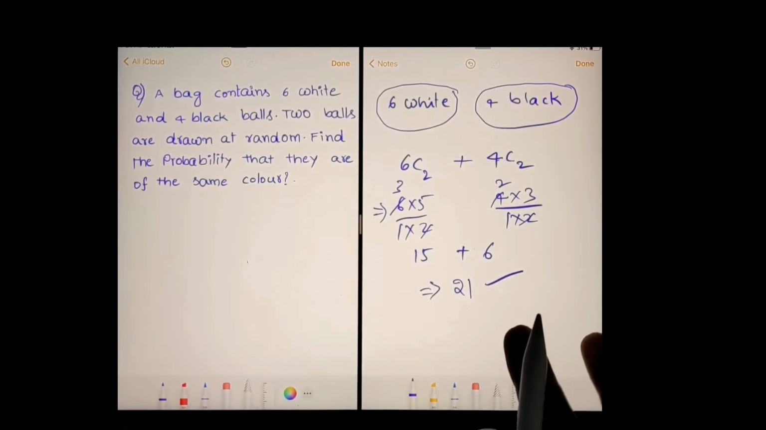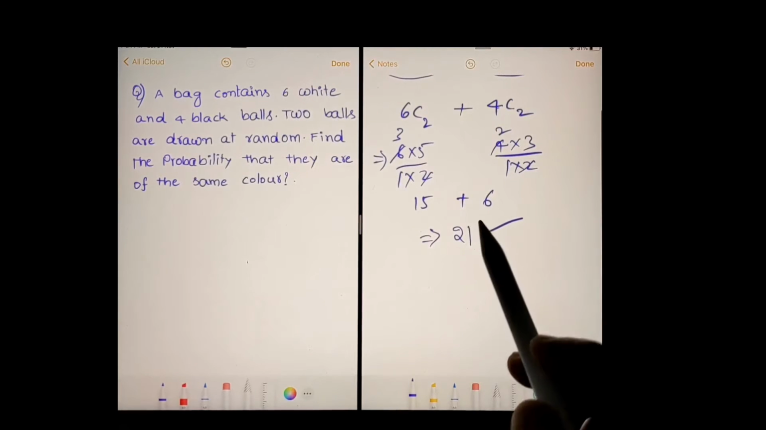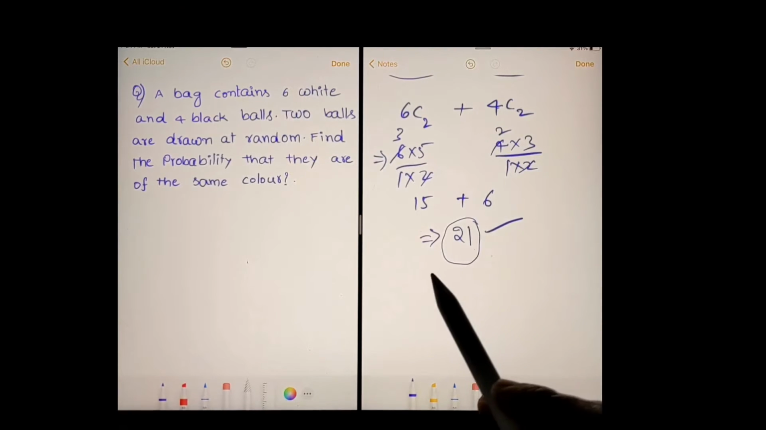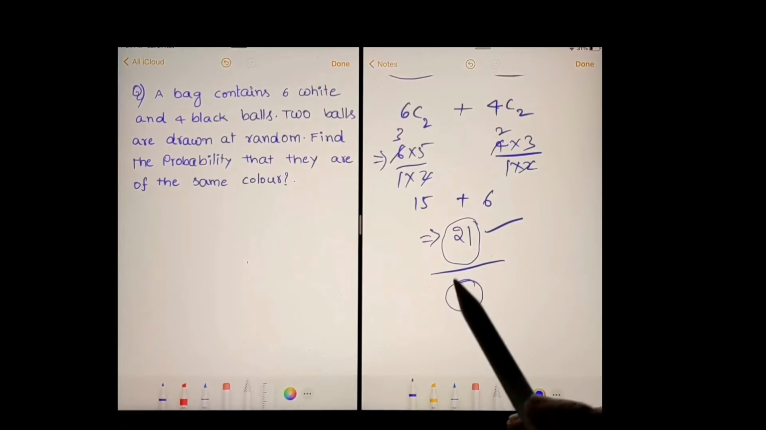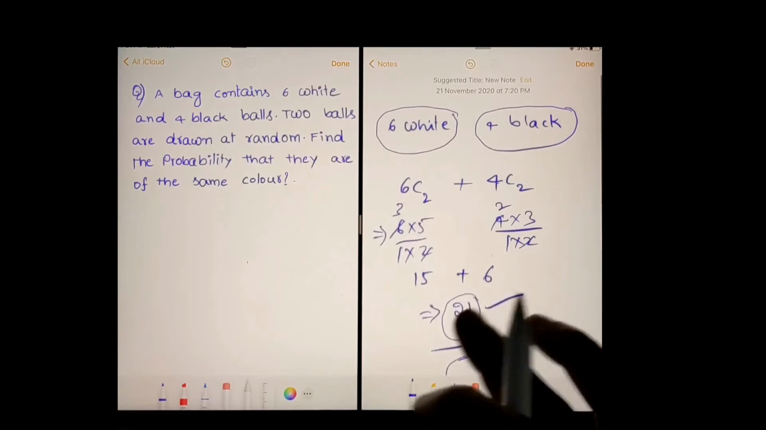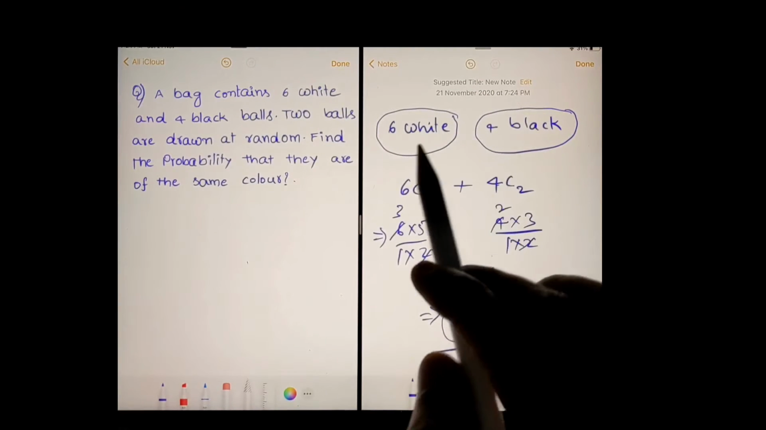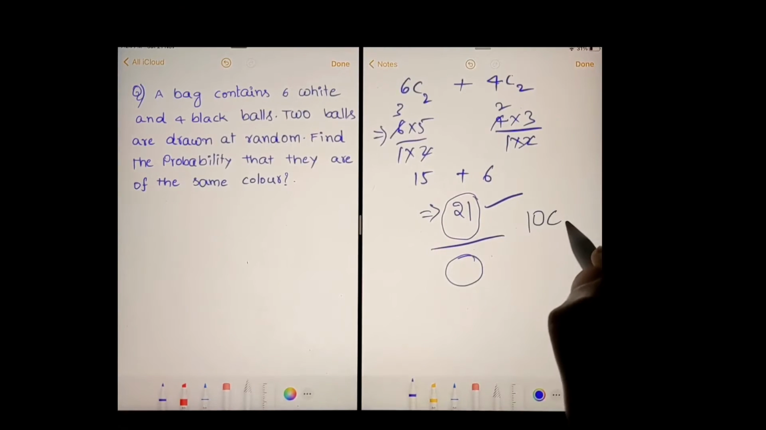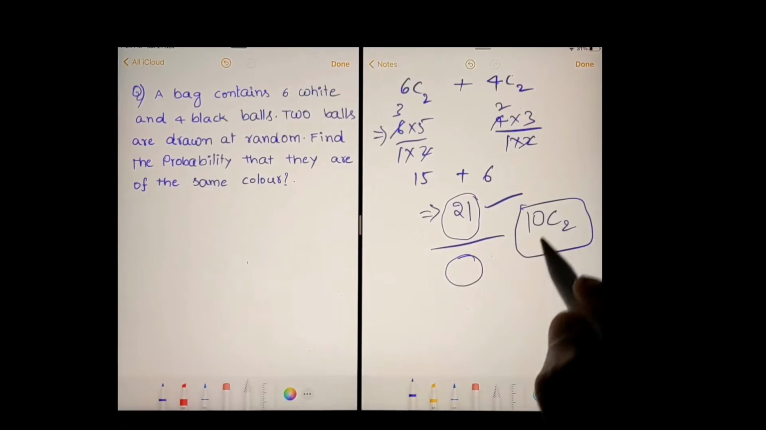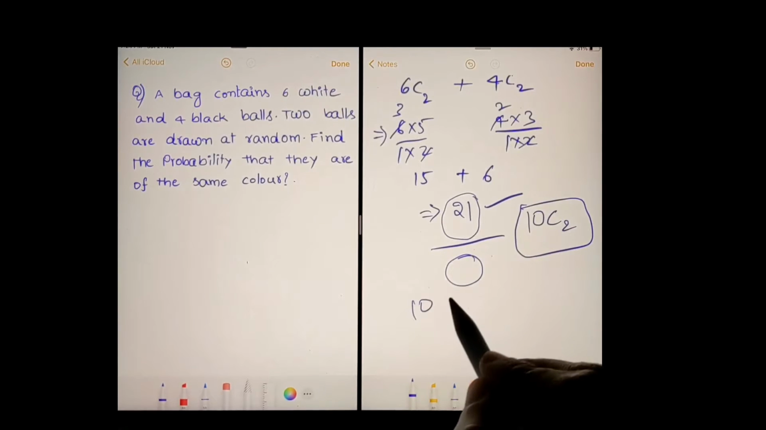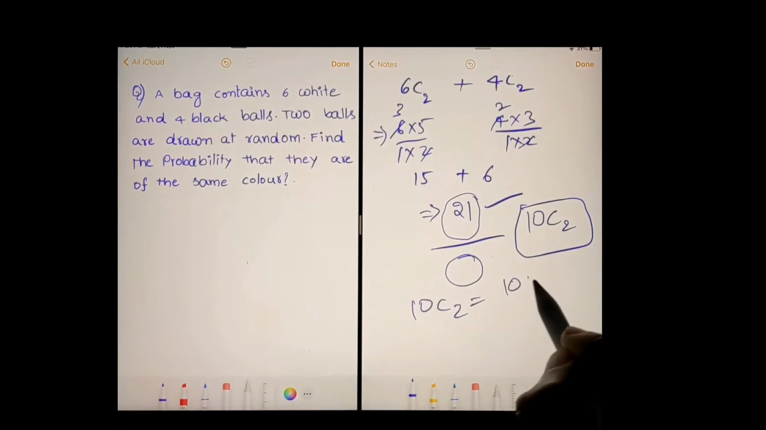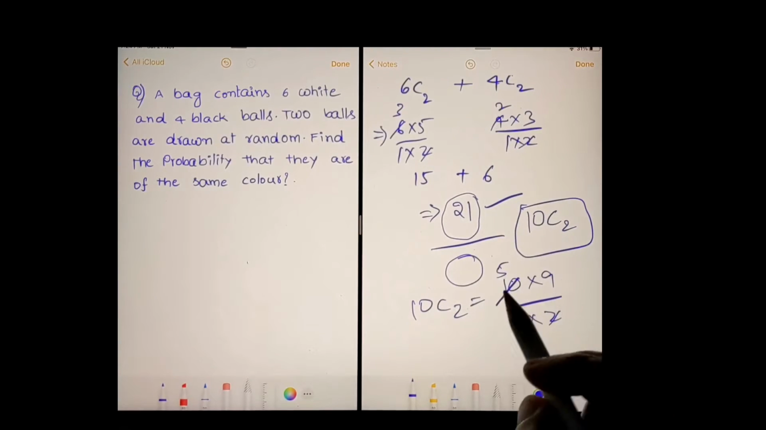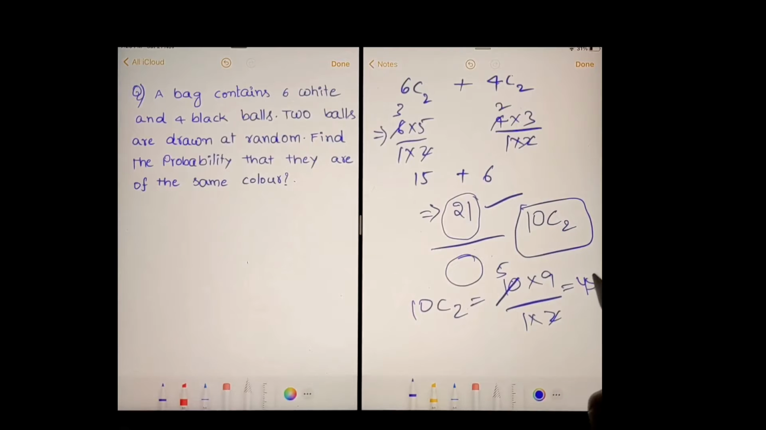To find out probability, what is the formula? That is expected number of possibilities by total number of possibilities. What is the total number of possibilities? We have total 10 balls. From 10 balls we can pick 2 balls in 10C2 ways. These are the total number of ways we can pick. 10C2 means 10 into 9 by 1 into 2. 2 5s are 10. 9 into 5 is 45.